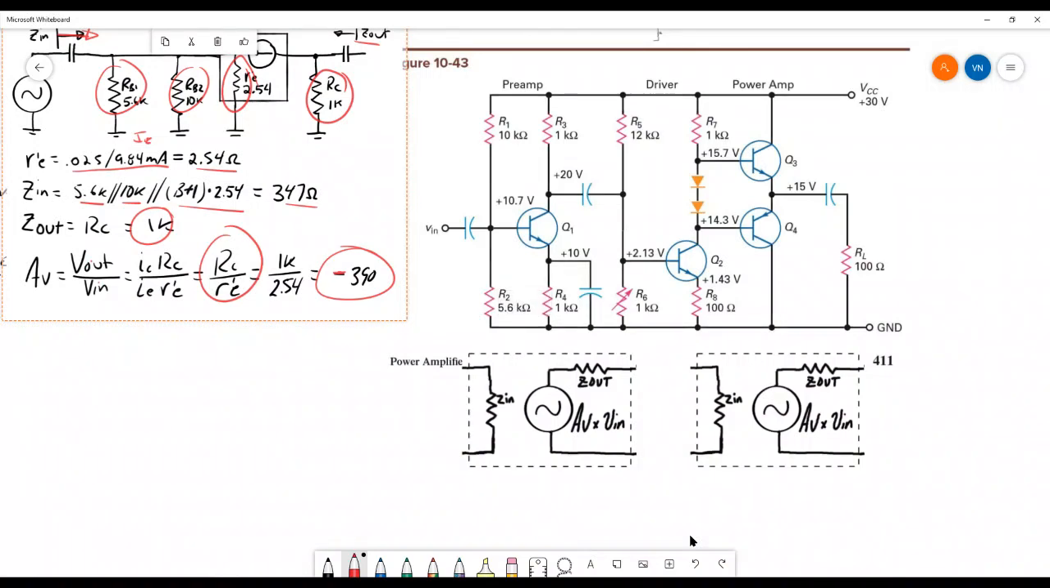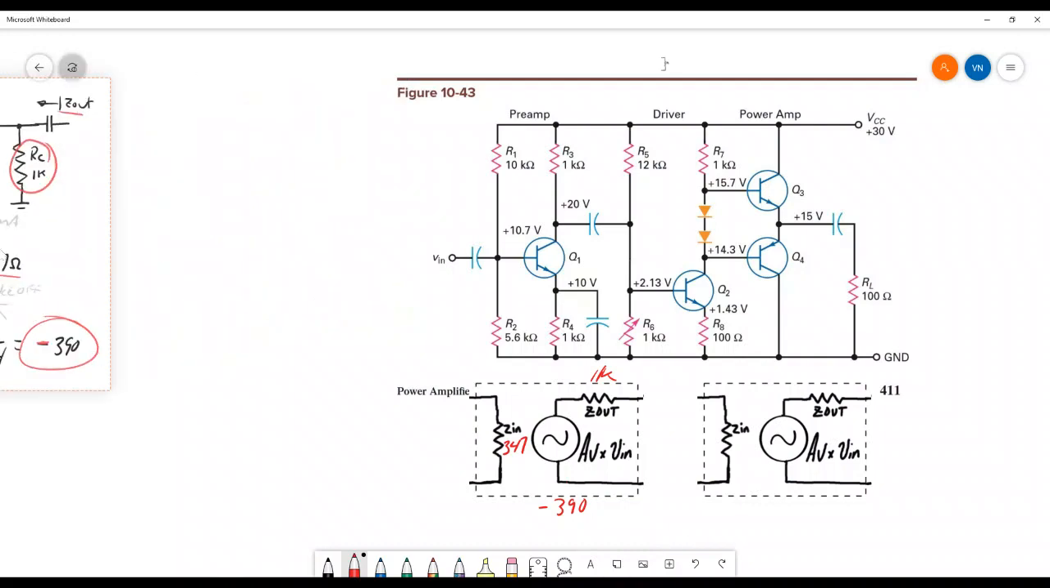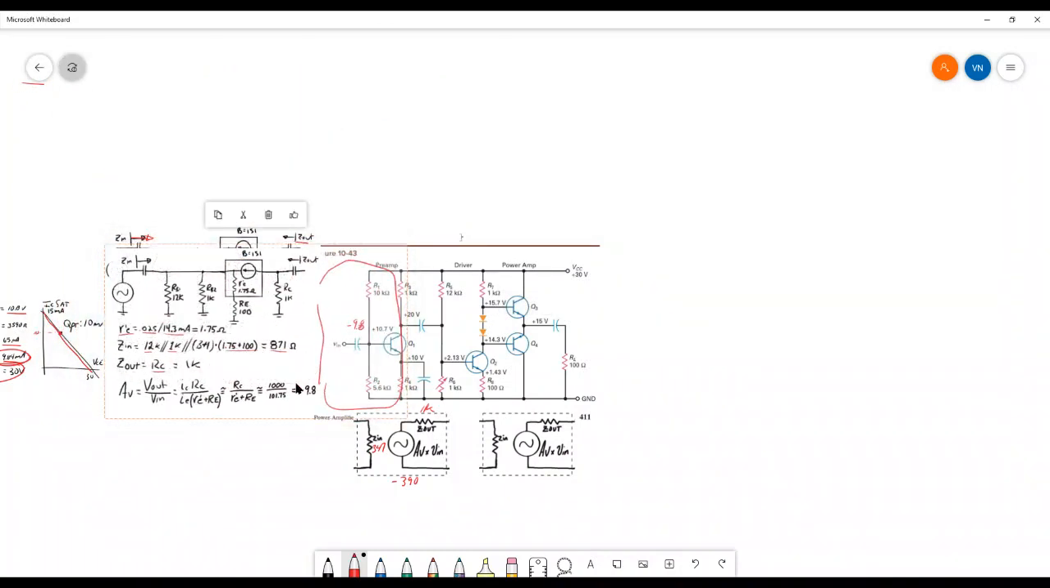So stage 1, we said that the AV is minus 390. The Z out is a 1K. Stage 2, Z in of this one was 347. Stage 2, Z in was 871, and the AV was minus 9.8, and Z out, if I'm looking at just this stage here, Z out was 1K, but I'm going to put a question mark there.